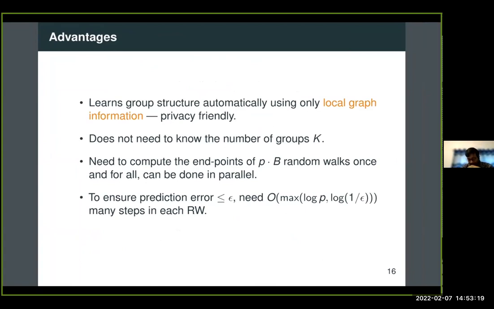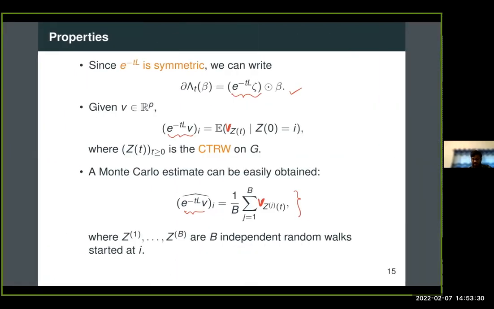So what are some of the advantages? We are learning the group structure using only local graph information. I only need to know the endpoints of these random walks, nothing more about the graph. If someone gives me the endpoints of the random walks, that's it.